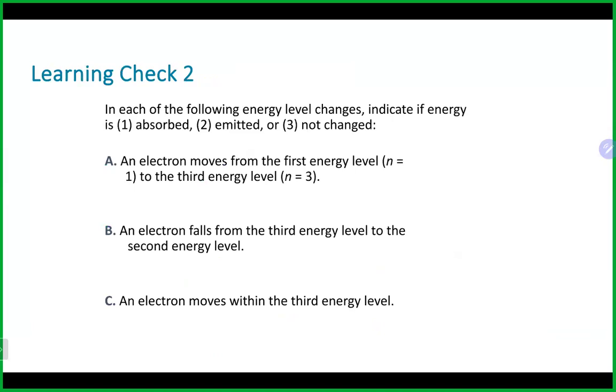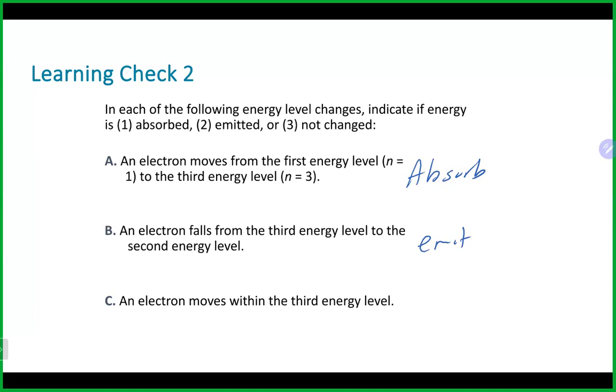So if we look at these examples here, we want to know, is it absorbed, is it emitted, or is there no change? We have an electron that goes from the first energy level to the third. What happens with energy in that case? It is absorbed. It's going from a lower energy to a higher energy, right? The only way to do that is it has to gain some energy. Electron goes from the third energy level to the second, that is emitted, right? The atom has to give off that energy to allow the electron to drop down to the next energy level.